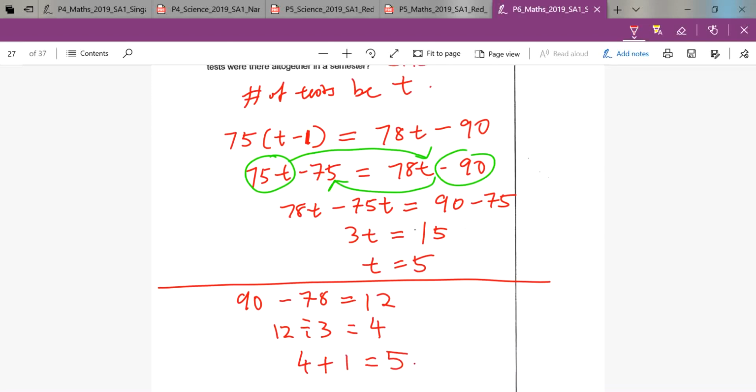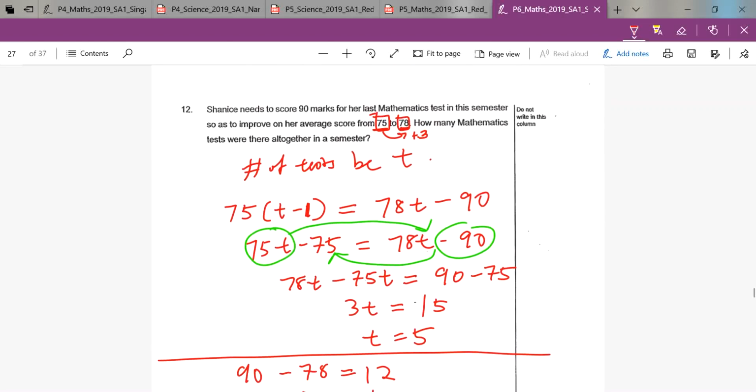This one is the shortest method, but conceptually it may be hard for some students to understand. So the algebra method will always be handy because you just have to be very patient in the whole process and you will definitely get the answer.